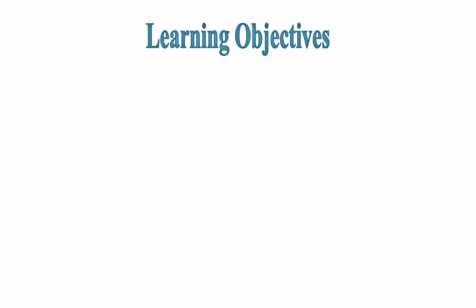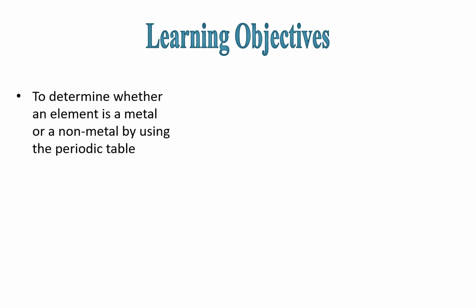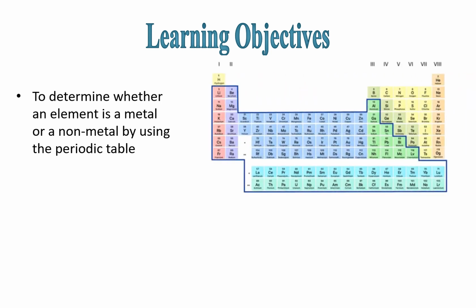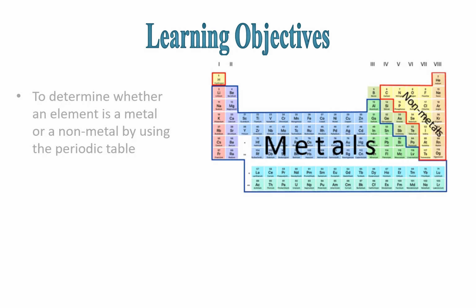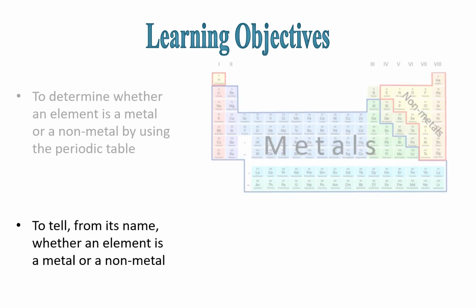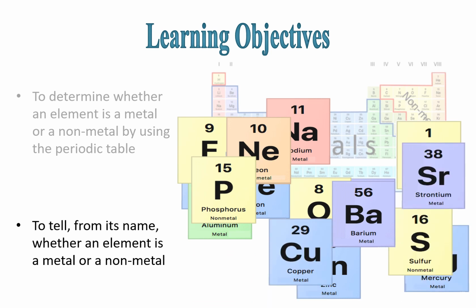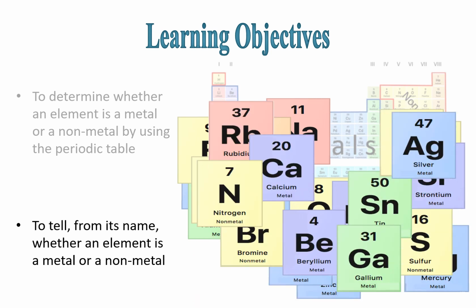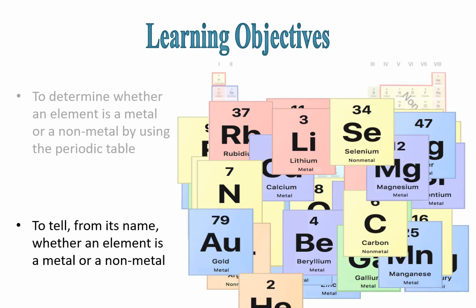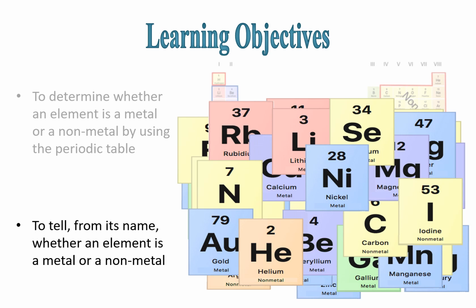But to get there, you must be able to determine whether an element is a metal or a nonmetal. For that, you will examine the periodic table to learn about its organization and how it separates these two classes of elements. And as a bonus, you will uncover some revealing consistencies about the names of the elements of these two groups so that you will know from its name whether an element is a metal or a nonmetal. This is how we will proceed.